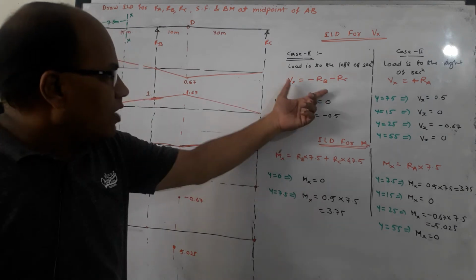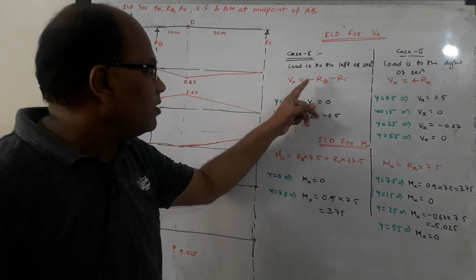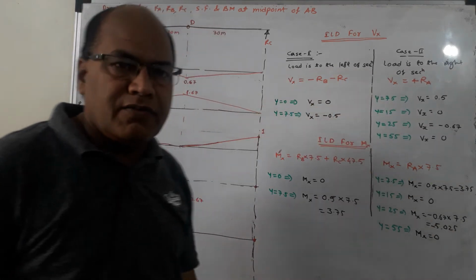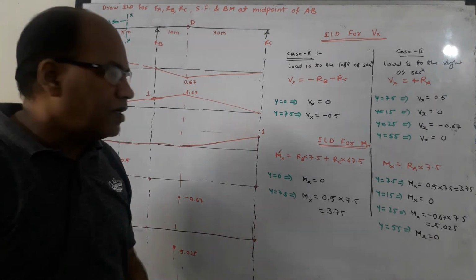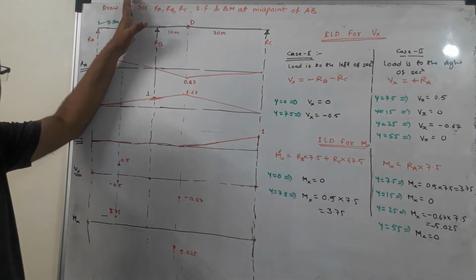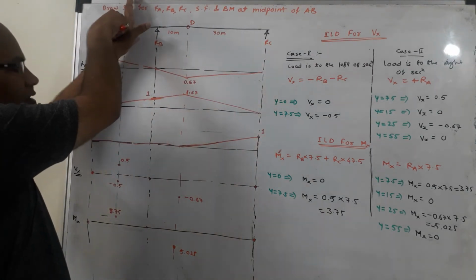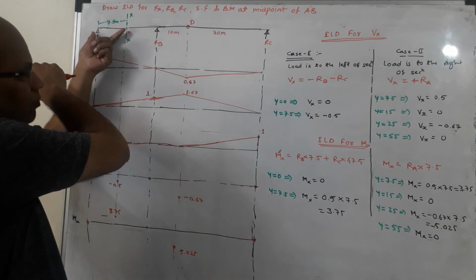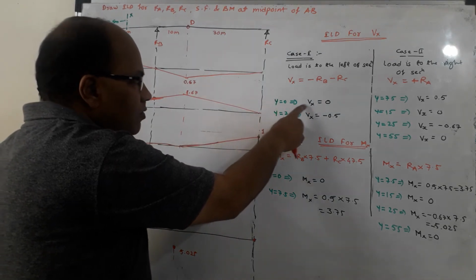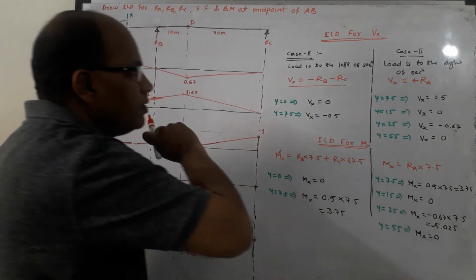So shear force at the section XX when the load is in left part is to be obtained from this equation, and when the load moves to the right part, it is to be obtained from that, that is Vx is equal to plus Ra. When the load is in left part, we will have to assign the values for y. Y can be 0 or y can be 7.5. So 0 and 7.5 are the two values for y. When y is 0, Vx is equal to. Now we know that Vx is given by minus Rb minus Rc.